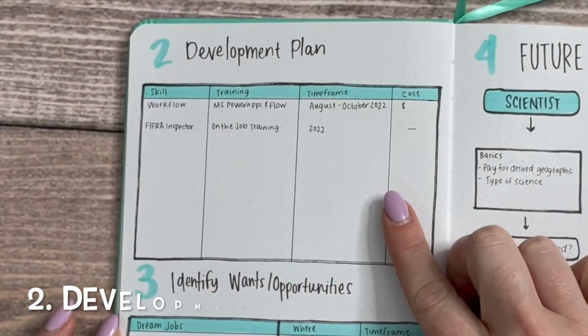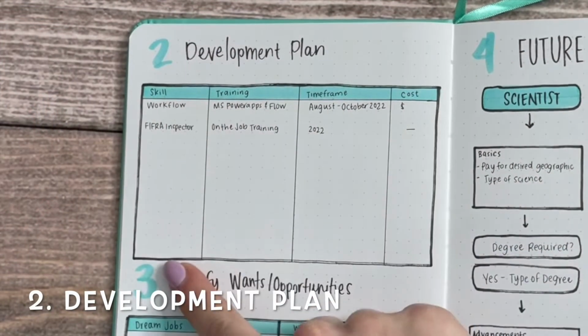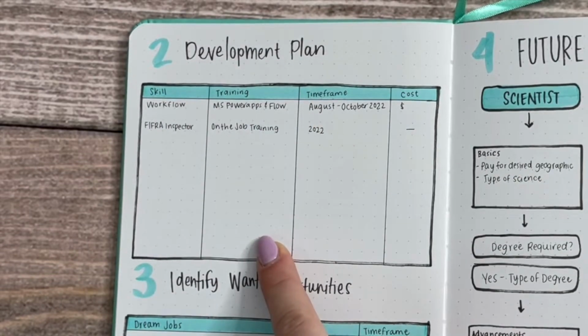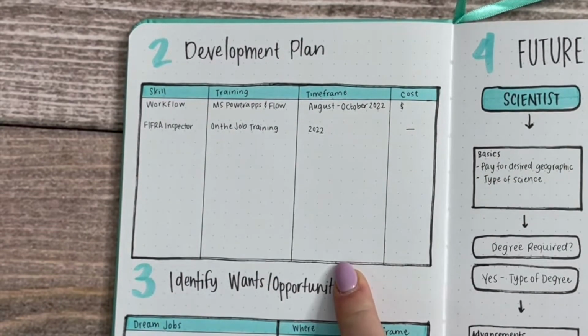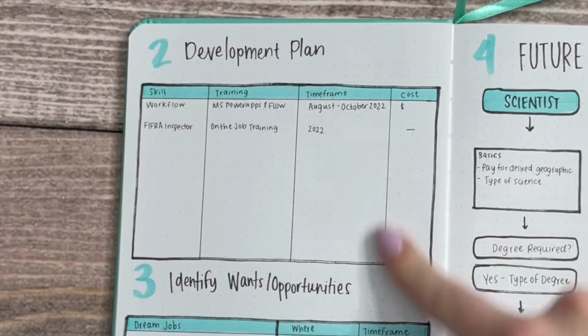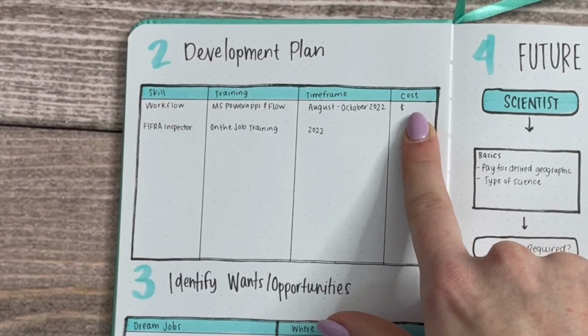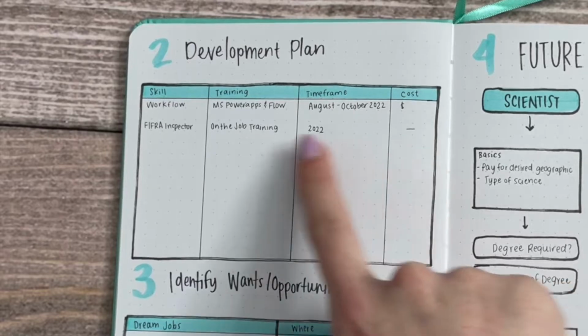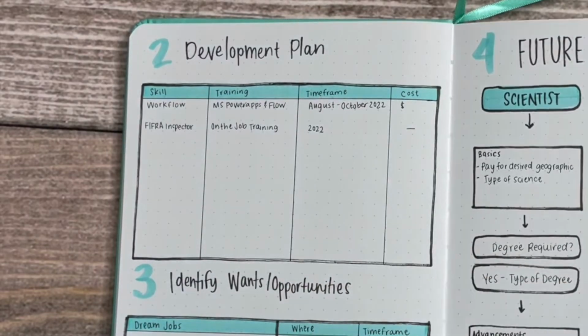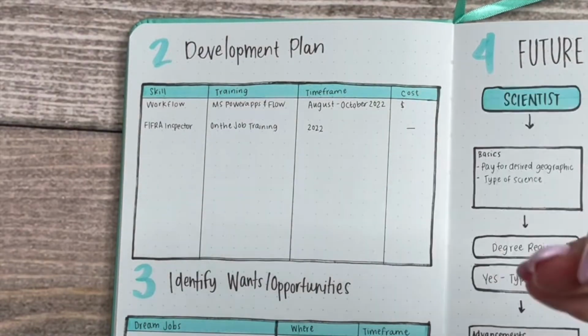The next one is a development plan. So you start with your skill, the type of training for that skill, the time frame that you're looking to complete that training, and any associated costs. For example, this first one may have a cost. The second one is on-the-job training, so there's no personal cost to me. It may have a cost to my company.